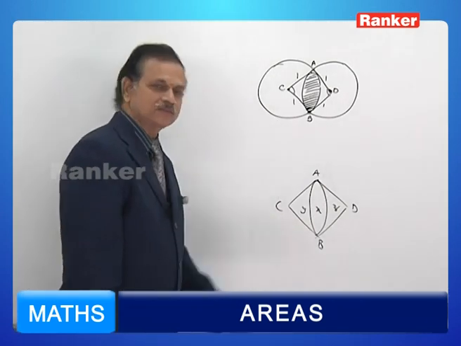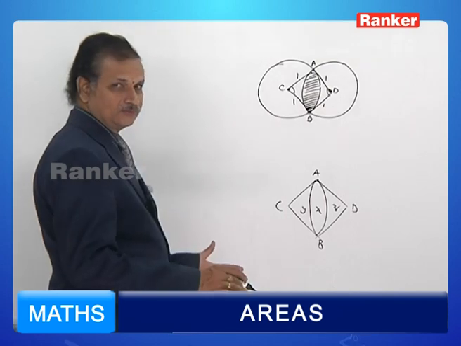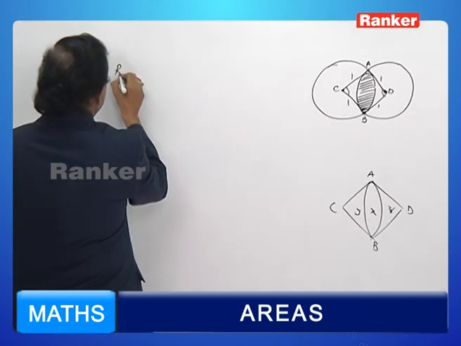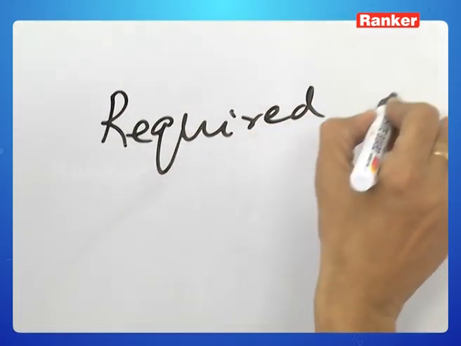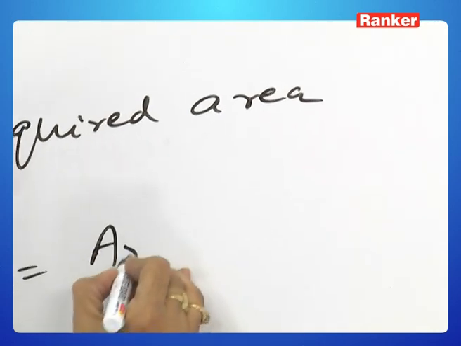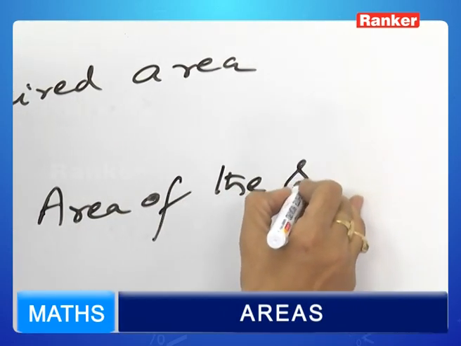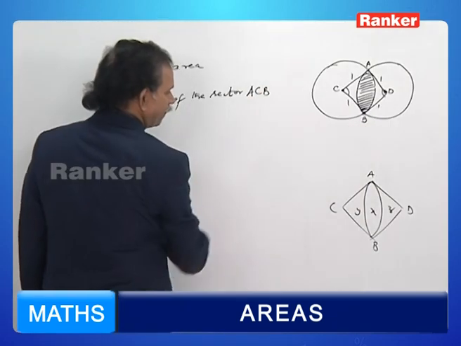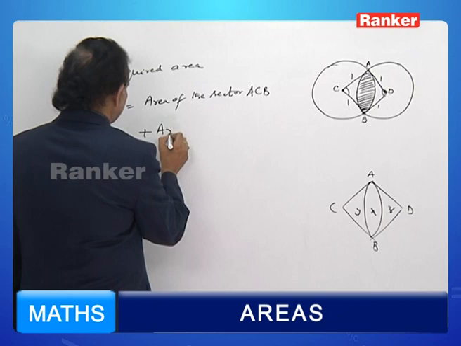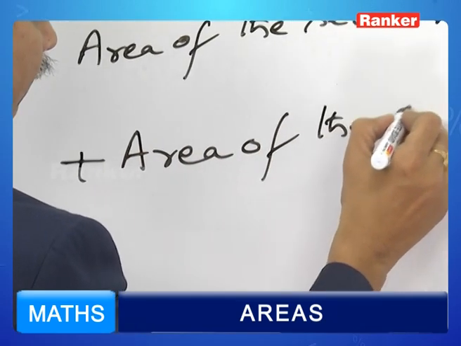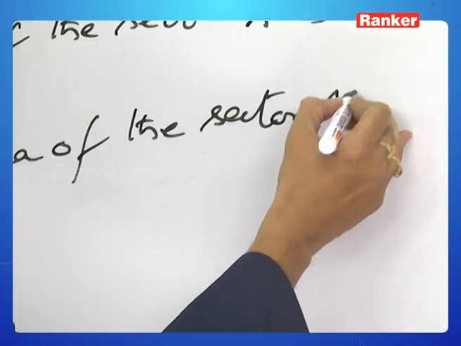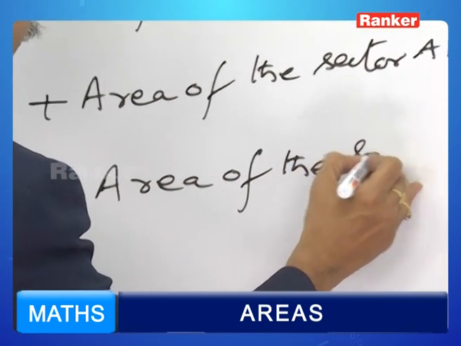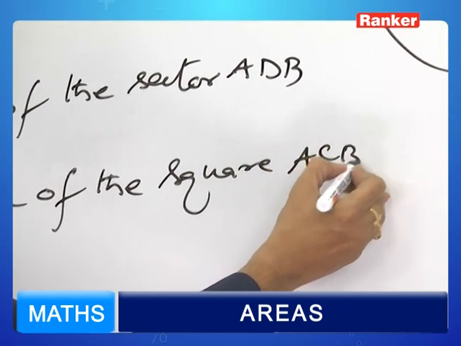What is the heroine of the problem? X. We want X. I like to find that X like this. You please follow me. Required area is equal to area of the sector ACB plus area of the sector ADB minus area of the square ACBD.